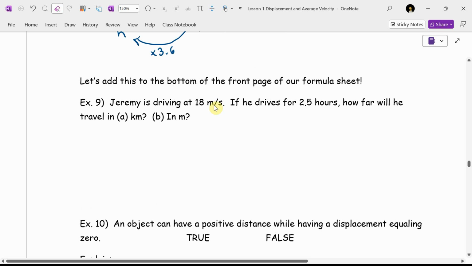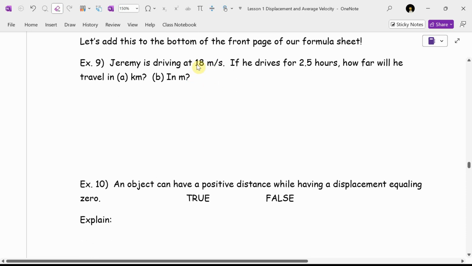I think one more and a couple of questions. Jeremy is driving at 18 meters per second. If he drives for 2.5 hours, how far will he travel in kilometers and in meters? Why is this question yucky? Can we see it? Yeah, Charlie.